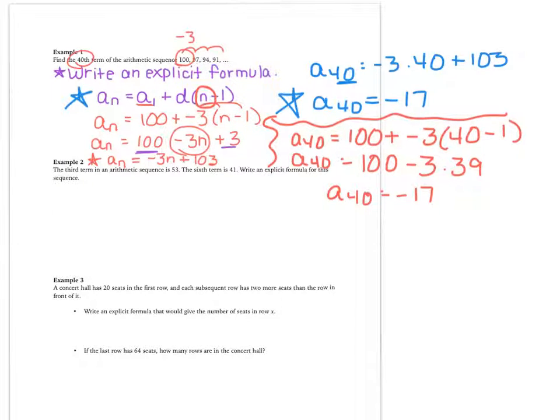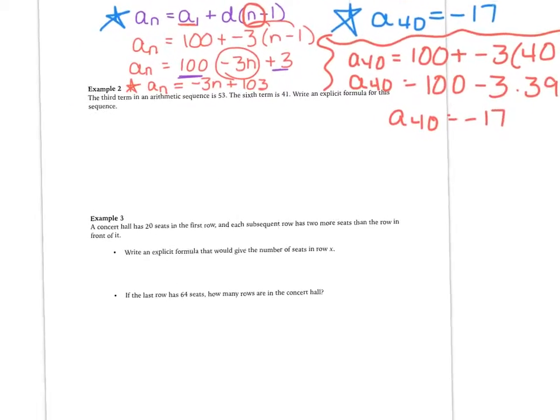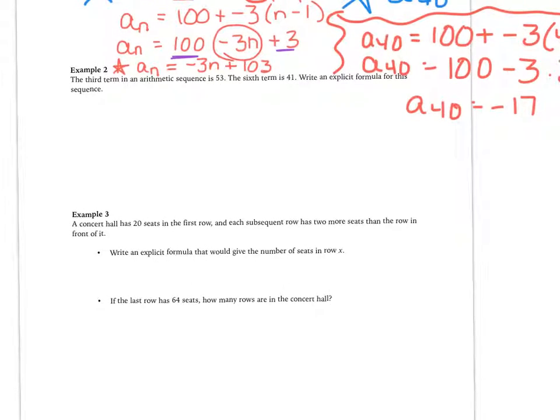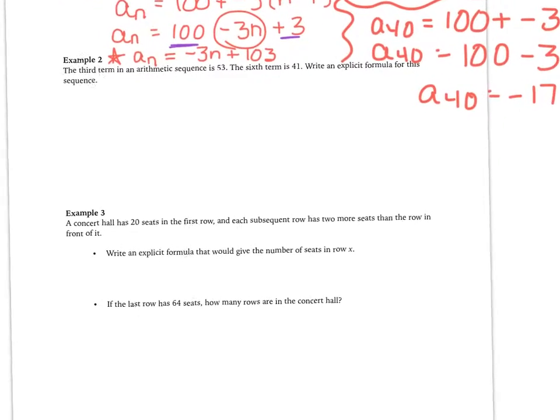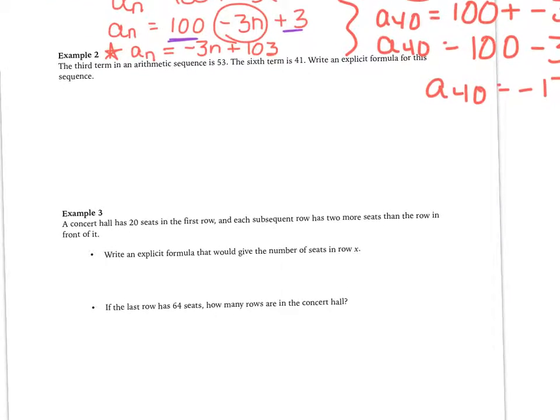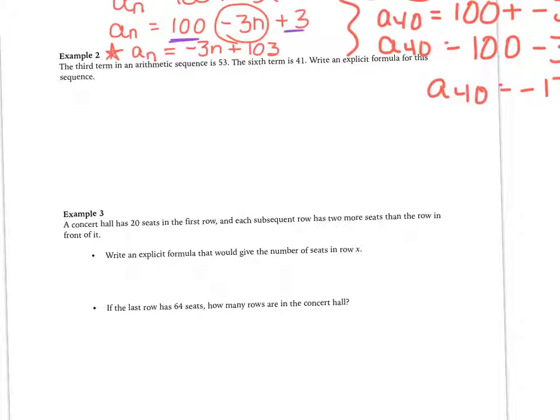Okay. All right, let's look at example 2. Example 2 says the third term in an arithmetic sequence is 53. The sixth term is 41. Write an explicit formula for this sequence. Okay, and some of you might be able to reason this one out. Some of you might be able to do this on your own.